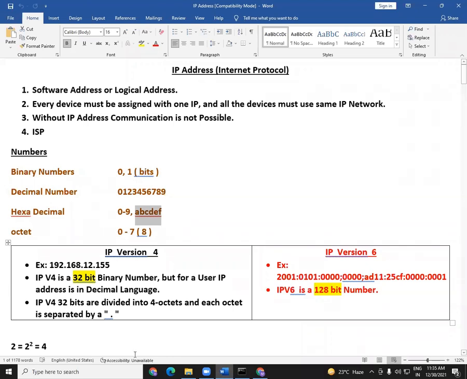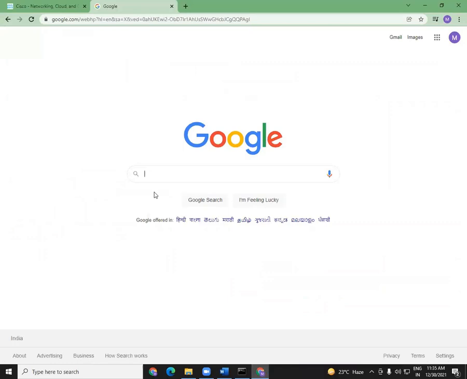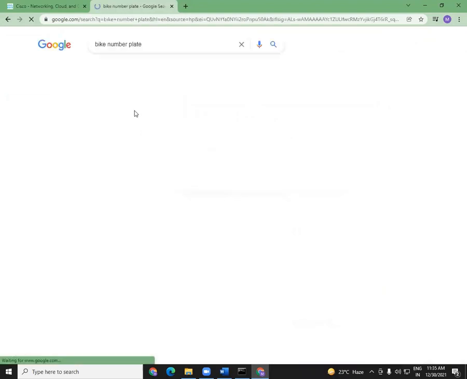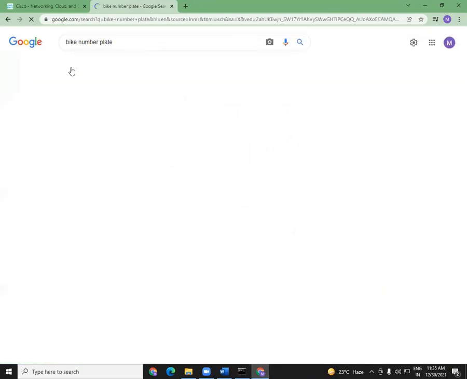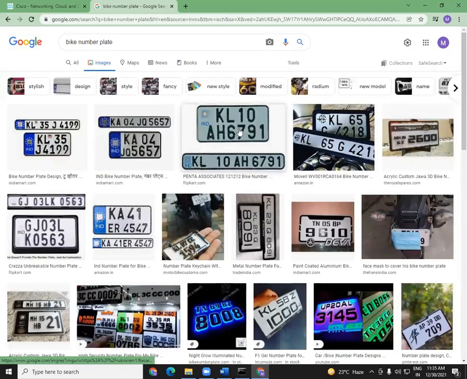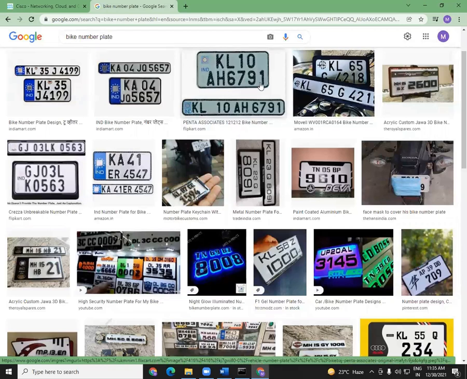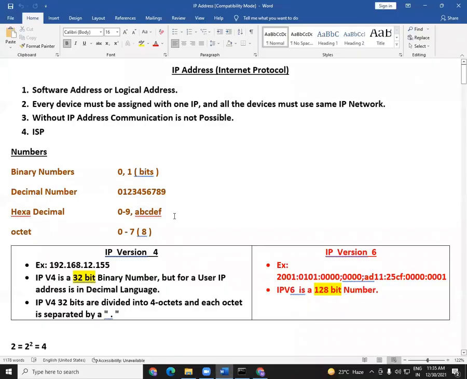On a bike number, let me just check some bike numbers here. Okay, bike number plate. Let me just show you this once. Okay, this is some number. You can see KLAH6791. This is a mixture of alphabets and numbers, right? But I'm using K, I'm using L here. This is not hexadecimal. Hexadecimal means a number that uses only alphabets between A to F. That is called hexadecimal number.